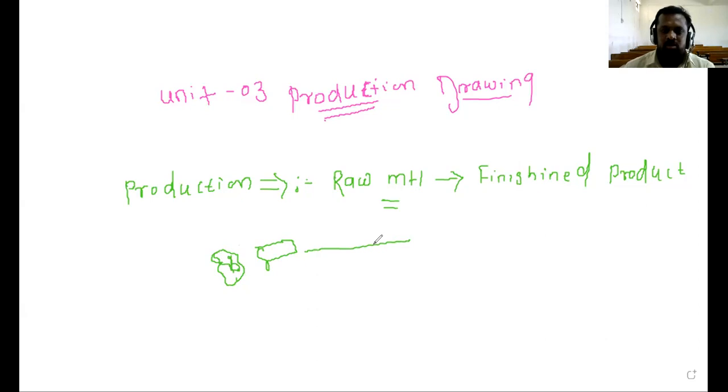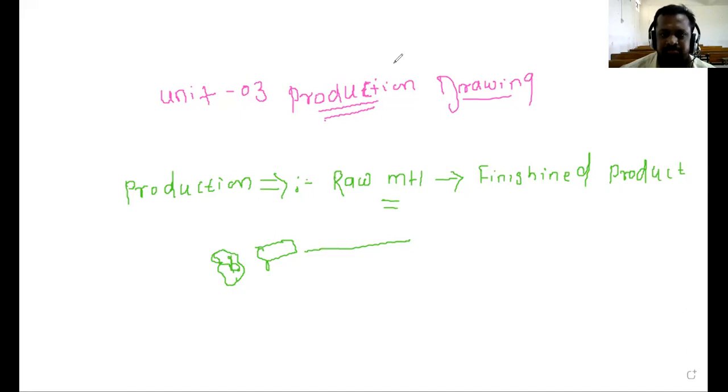We will carry out the process on that raw material, and we will try to convert that raw material into the finished product. That whole process is called production. So, understood? Production is nothing but the conversion of raw material into the finished product. During conversion of that raw material, we require different processes, such as the machining process, forging process, and casting process. Whenever you perform those processes on that raw material and convert it into the finished product, that whole process is called production.